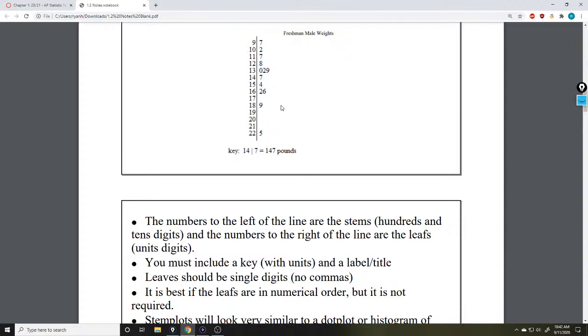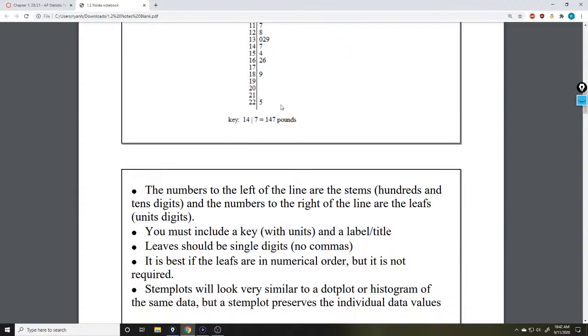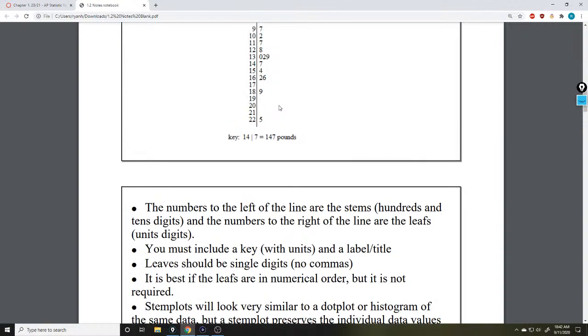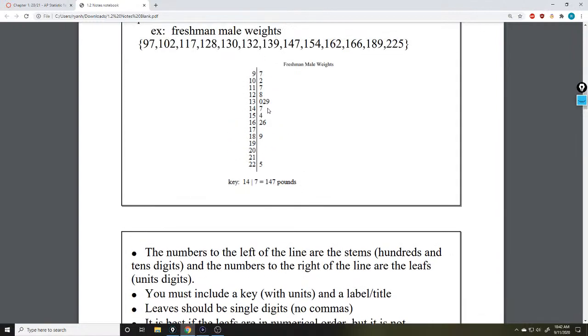Leaves should be in numerical order. That just makes it easier to read. It's very similar to the idea of a dot plot. Instead of a dot representing a person, a digit represents a person.